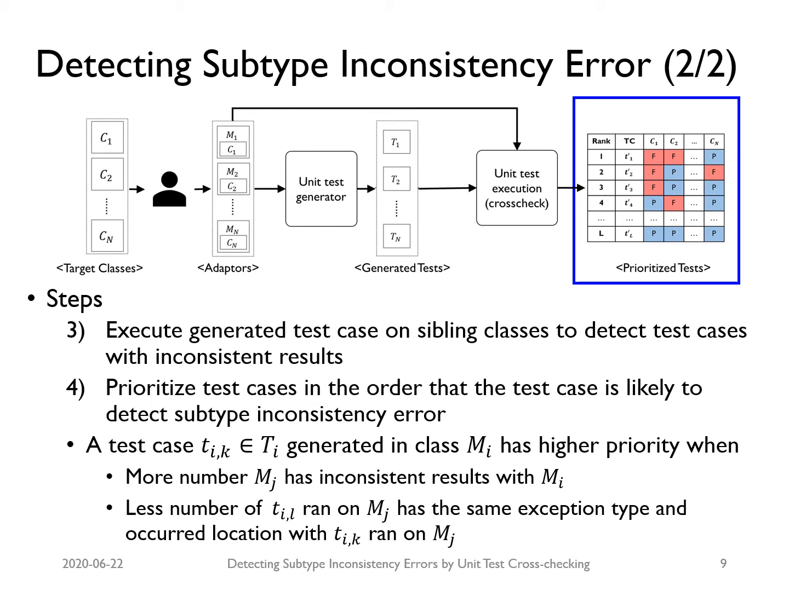So the first standard is based on the idea that when more sibling classes show inconsistent behavior about methods defined in the parent class, it is likely to be an inconsistency error. And the second standard is based on the assumption that when an inconsistent result is shown globally throughout the test cases, it is likely that the inconsistent results are due to unique behavior of the class and not an inconsistency error.